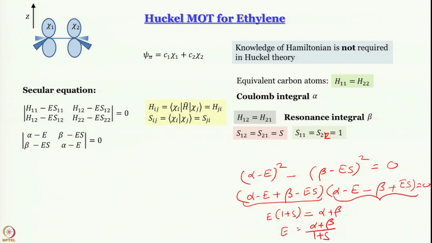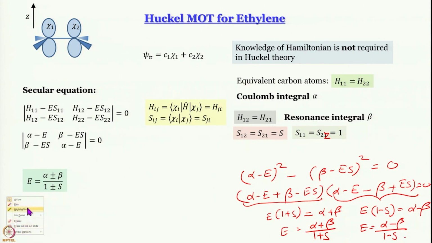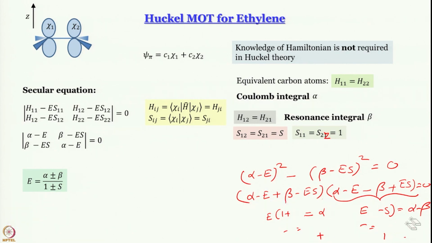And if you set this factor to be equal to 0, then what do you get? You get E into 1 minus S is equal to alpha minus beta. So, E is equal to alpha minus beta divided by 1 minus S. You write them together, you get E is equal to alpha plus minus beta divided by 1 plus minus S. And so, these are the two energies that you get.